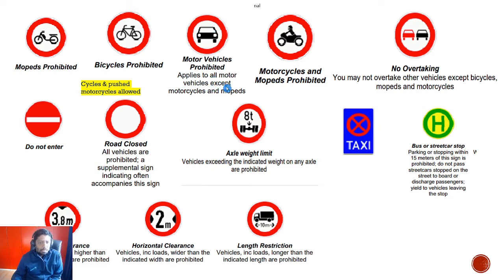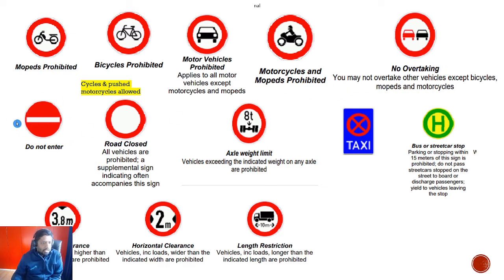But there are some exceptions, as you can notice. Motorcycles and mopeds can still travel on the road where you see this. Here, motorcycles and mopeds are prohibited. If you see something like this, it tells you no overtaking is allowed. Please go through the descriptions as well. I might not cover everything, but these are all self-explanatory.